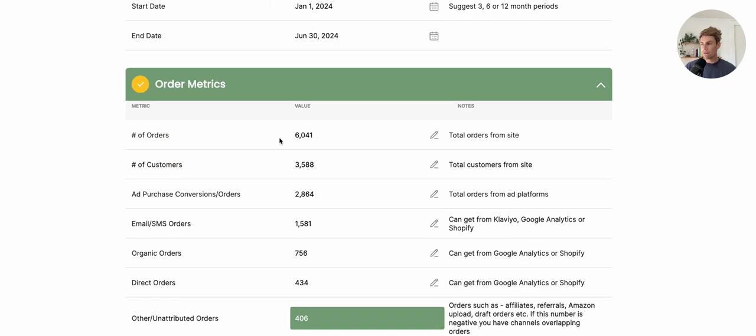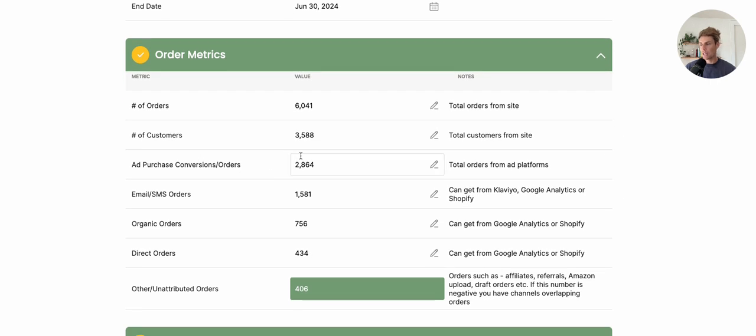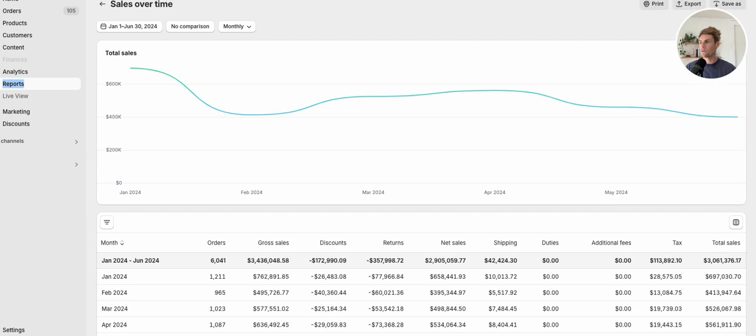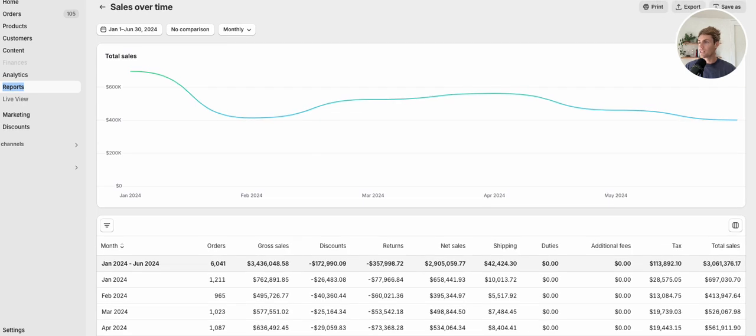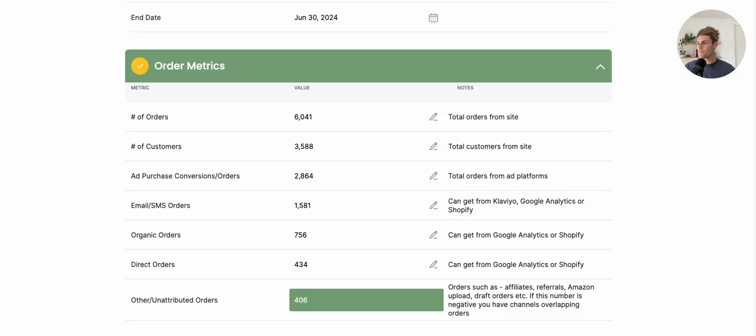Starting out, we're going to want to get order counts, customer counts, and then we're going to break down where our orders are coming from. The best way to do this is to get your orders and customers from your Shopify store. You can head over to your Shopify store and take a look at customers over time, and you can see how many customers you have here. All of these are pretty much going to be under your analytics and reports. So you're going to look at customers over time, and then you're going to look at orders and all that fun stuff.